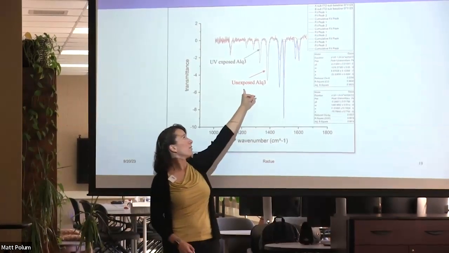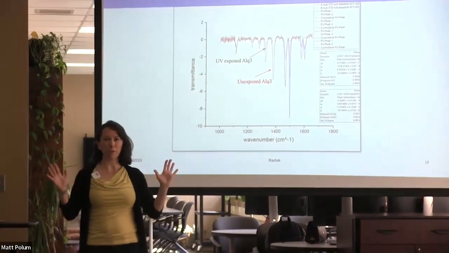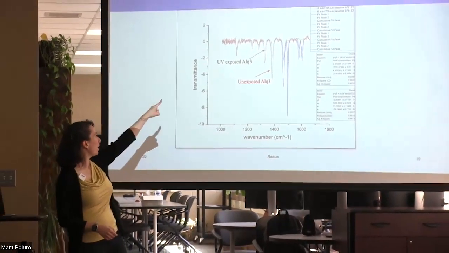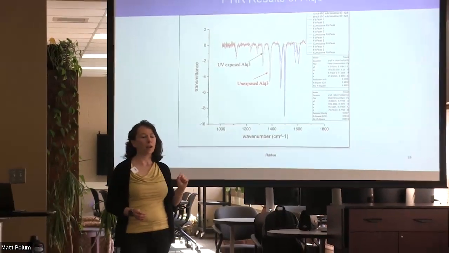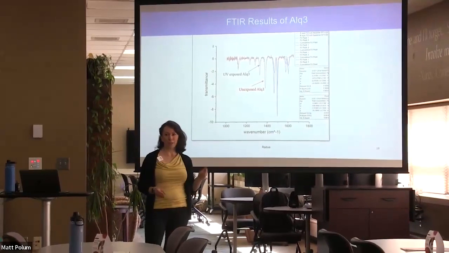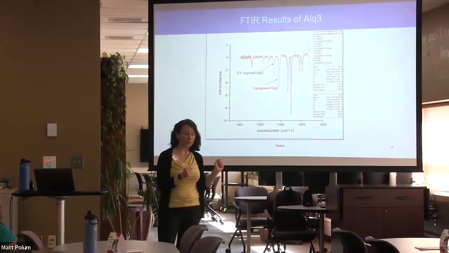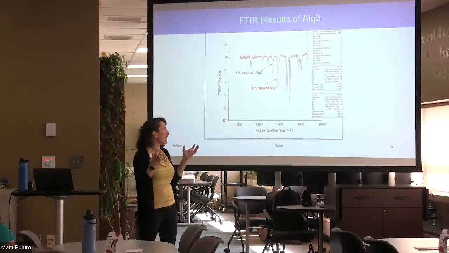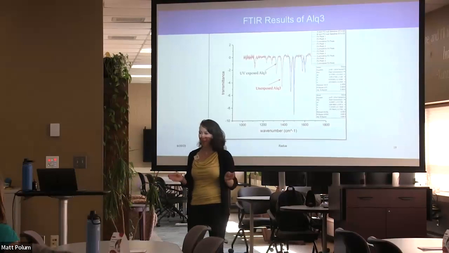And the red curve is unexposed ALQ3. It has been untouched. It is fresh off the press. And our black curve that is hiding with the smaller peaks is UV exposed ALQ3. So the UV is energetic enough to hurt it the same way that the X-rays are. And we found that we saw, yes, a substantial change in our phonon modes that we can detect with FTIR.